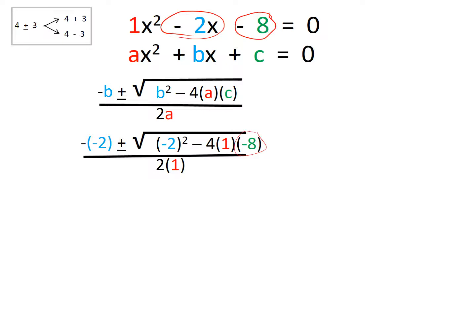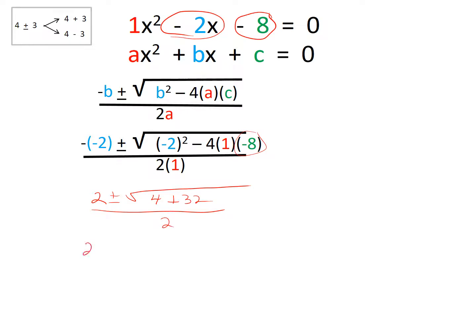All right, now we just do the arithmetic or the algebra to finish this up. So minus negative 2, that's a positive 2. Here's our plus and minus again. Square root. So negative 2 squared is negative 2 times negative 2, which is a positive 4. And here we have a negative 4 times a positive 1, which is negative 4. And negative 4 times negative 8 is positive 32. So that's positive 32 all over 2 times 1 again, or 2. And now we'll simplify this.